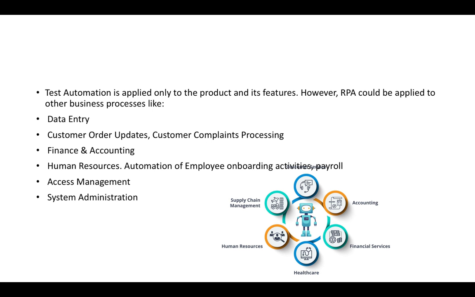Now test automation is only applied to the product and its features, but RPA can be applied to the complete business process. Let me simplify this sentence. When I say test automation is only applied to a product and its features, let's take the example of Selenium. When I ask you to write a script to capture some data from the UI, we are focusing on a product or on its features. So test automation is limited to a particular product.